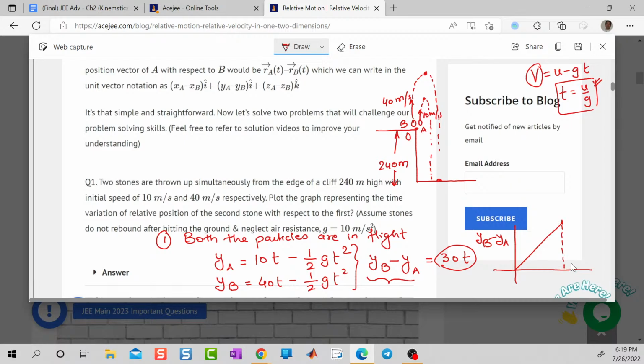Right? Now, for how long does it follow this? Well, it follows this relation till A hits the ground. So question is, when does A hit the ground? Let's quickly find that time period. So let's call this time T1. So what is that T1? Well, we're going to use this relation. So when YA becomes minus 240, that will be 10 T1 minus 10 by 2 t1 square.